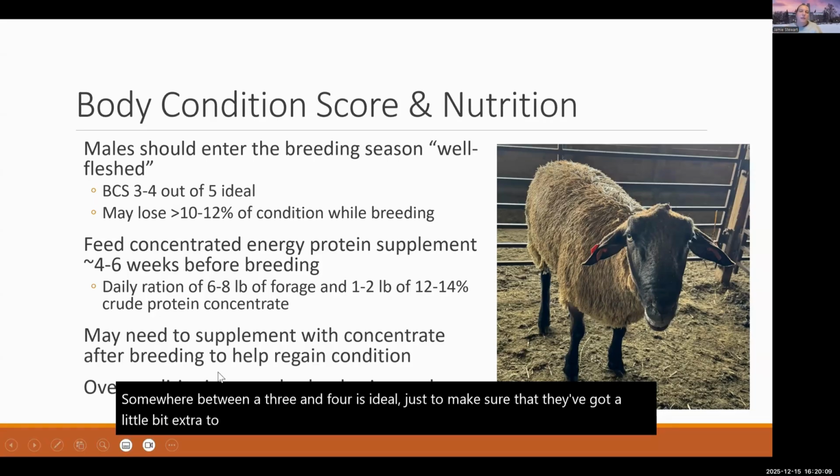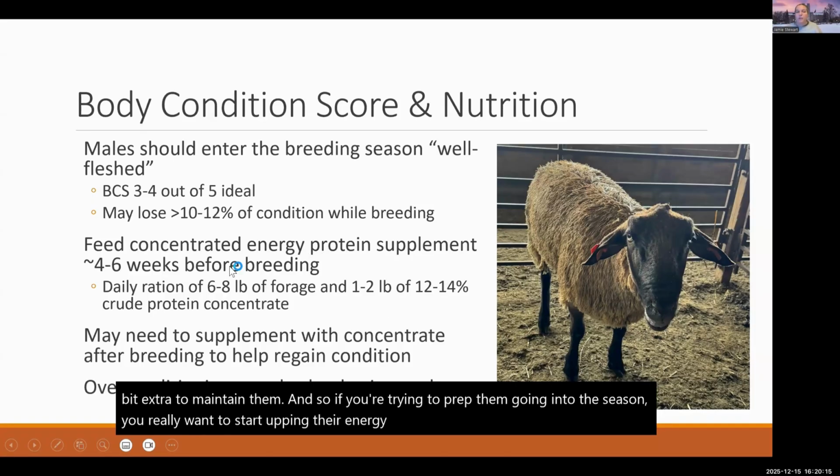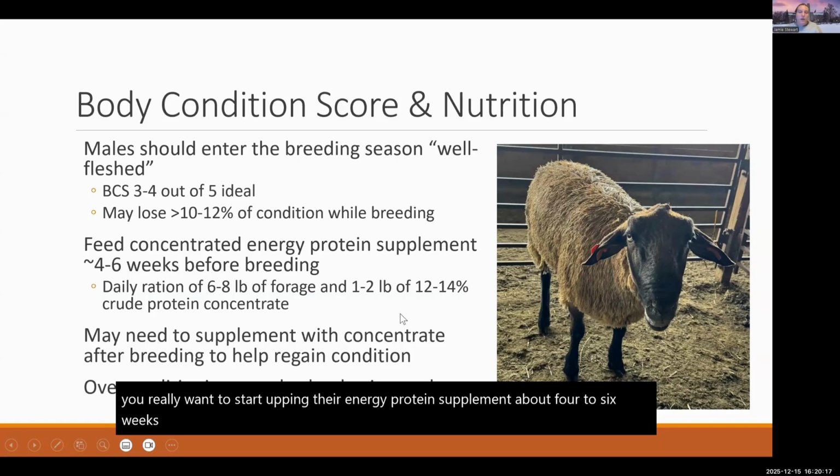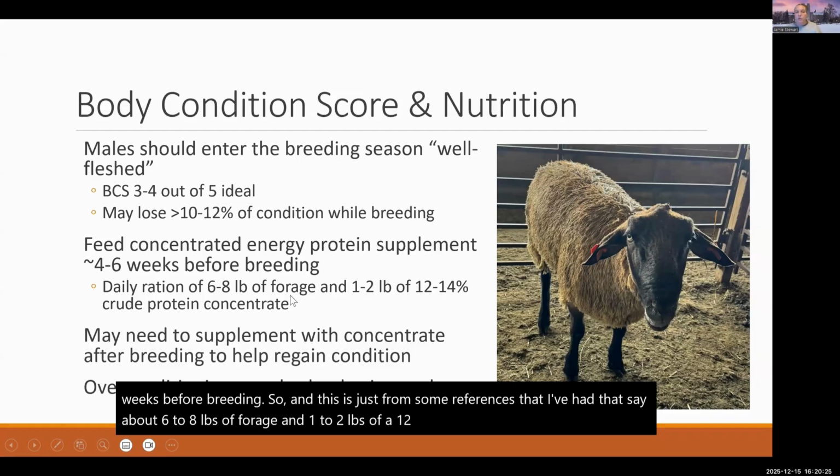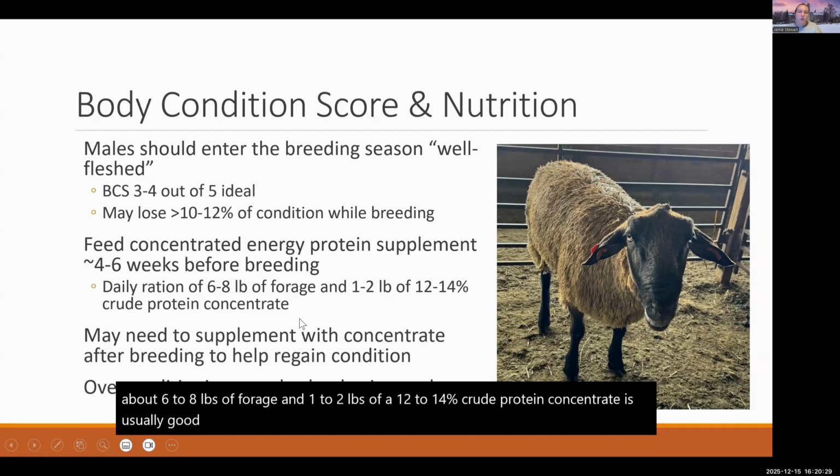And so if you're trying to prep them going into the season, you really want to start upping their energy and protein supplement about 4 to 6 weeks before breeding. This is just from some references that I've had that say about 6 to 8 pounds of forage and 1 to 2 pounds of a 12 to 14% crude protein concentrate is usually good to support that goal of trying to bulk them up before the breeding season.